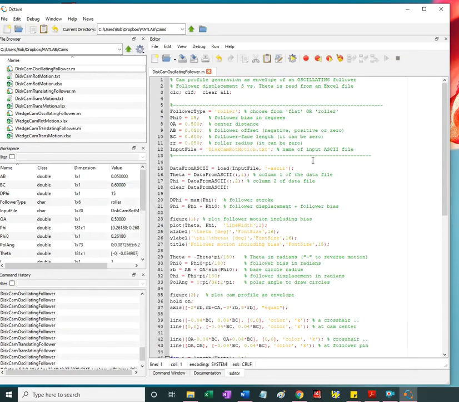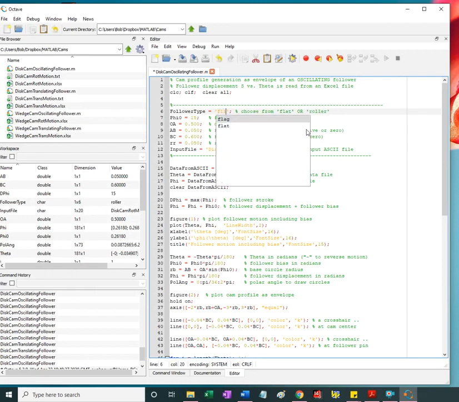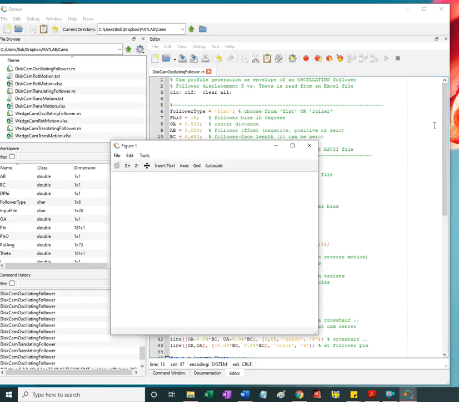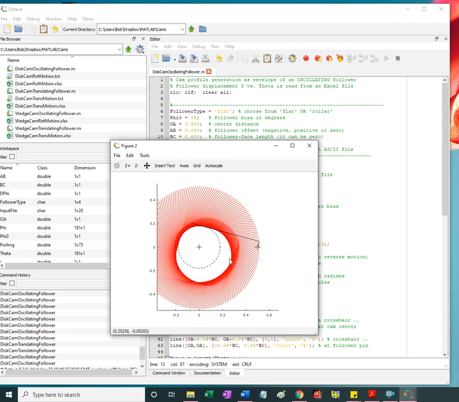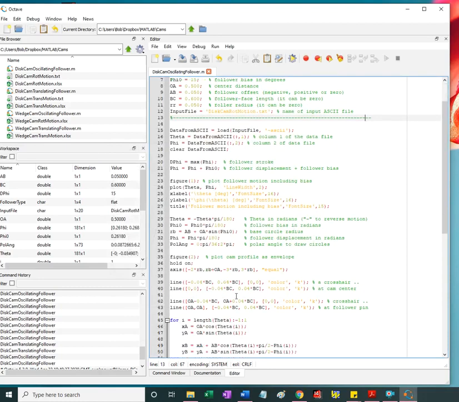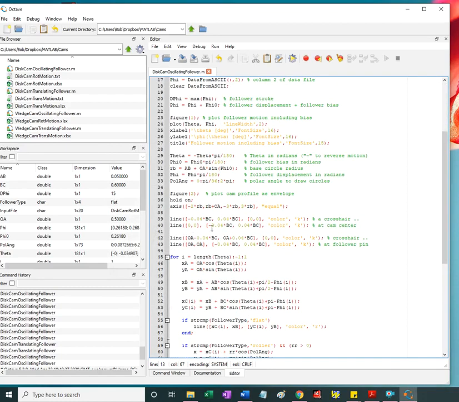I said I could, so if I change this to flat, it's going to record for the same follower motion, not a roller, but rather a line. Okay, I don't know why it's trimming at the, yeah, it does. If you want to see more of it, it's something that MATLAB takes care of automatically.